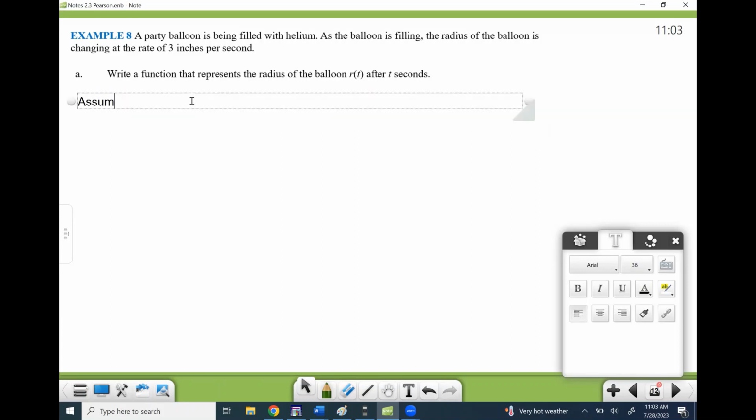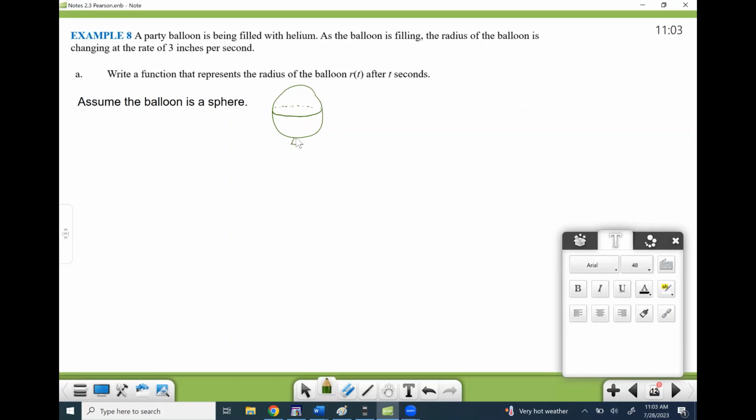Okay. Assume the balloon is a sphere. Let me just say is a sphere. That's better. Remember a sphere, you guys, is just a 3-dimensional circle, right? It's a ball. So this is what we're assuming. We're assuming it looks like this, okay? We'll just tie the little loop at the bottom.